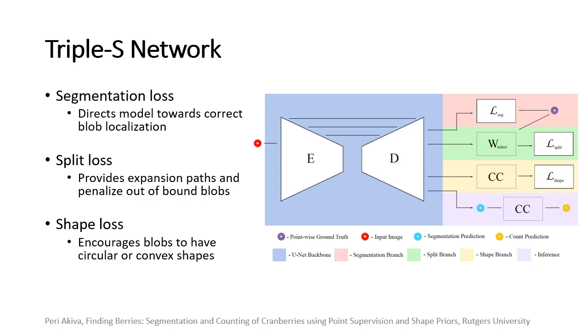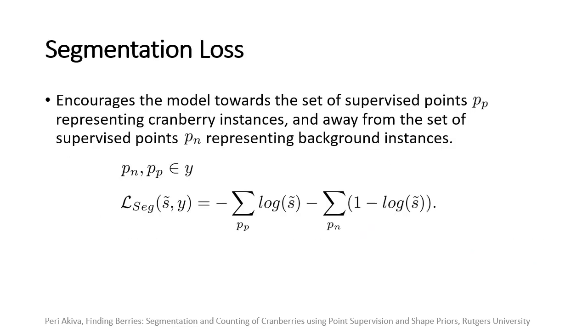Our proposed method is called the SSS network, which is composed of three components: segmentation, split, and shape losses. Let's go into more details for each branch. First is the segmentation loss branch, which uses masks annotated by the set of positive and negative ground truth points, P sub P and P sub N, which live in Y, to guide the model predictions towards positive locations and away from negative locations. It takes a probability distribution of the predicted mask and penalizes low probabilities in positive points and high probabilities in negative points.